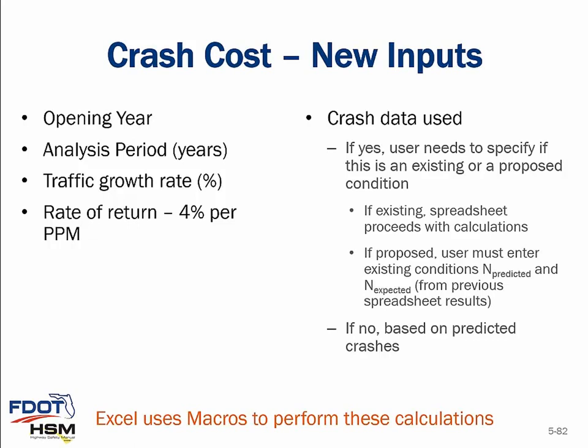And then there's a question on the spreadsheet that says, was crash data used? If you say yes, then it gets you into the predicted and expected analysis, and it will do certain calculations. If it's the existing spreadsheet, it's the normal calculations you typically do for expected and predicted. But if it's proposed, then you must enter the existing conditions in predicted and expected values, and we'll demonstrate how, to go through the ratio calculation we have previously discussed. If you don't have crash data, you don't need to worry about what I'm talking about here.